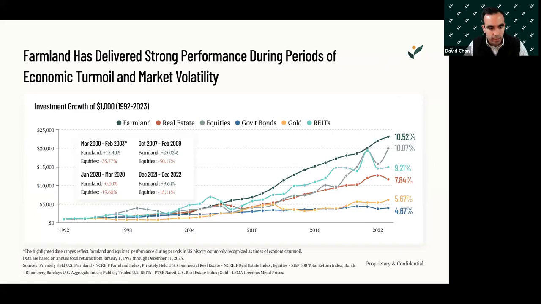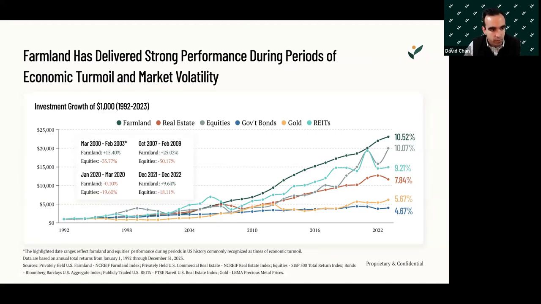And then one more slide here on looking at farmland performance over different periods of time. So here we're looking from 1992 to 2023, and we actually have a couple of different mini periods that we picked out of economic disruption in the US. A couple of those periods are the dot-com bubble, the great financial crisis, and then most recently, COVID and the pandemic.